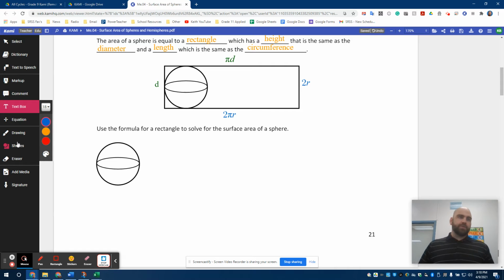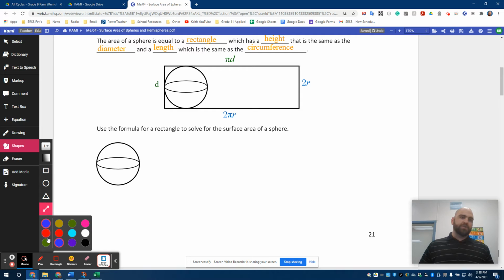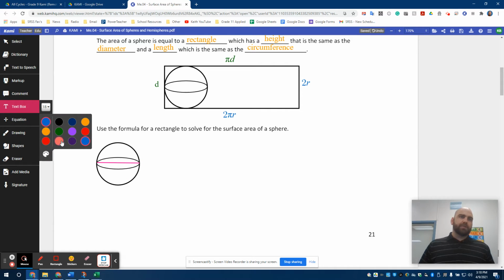Now let's use those dimensions to solve for a formula for our sphere. The first thing that we should probably recognize is that we could have a couple of different measurements of our sphere. The first one to remember here is that we could have our diameter. And let's just type that in there.